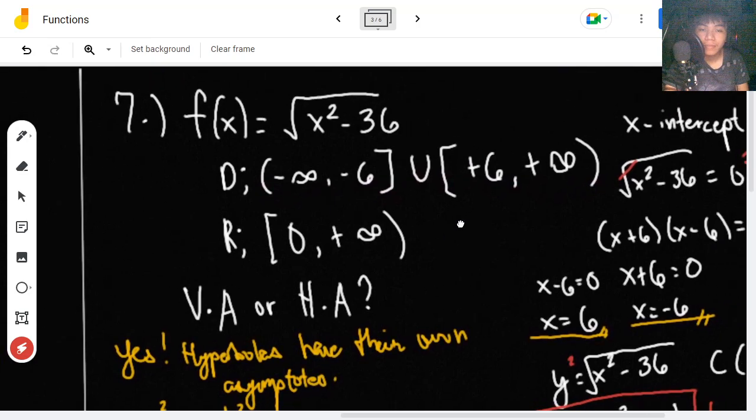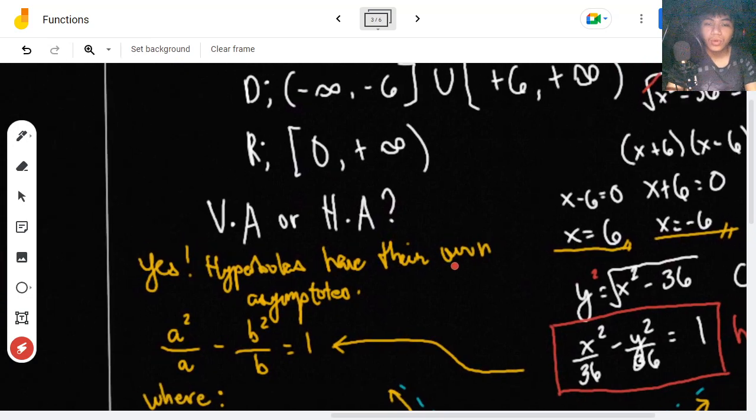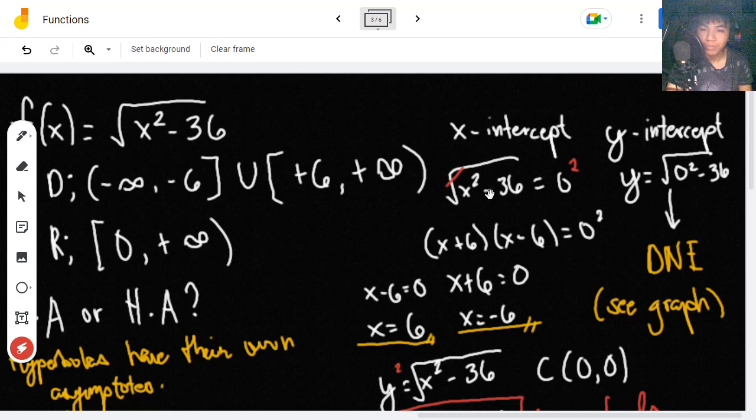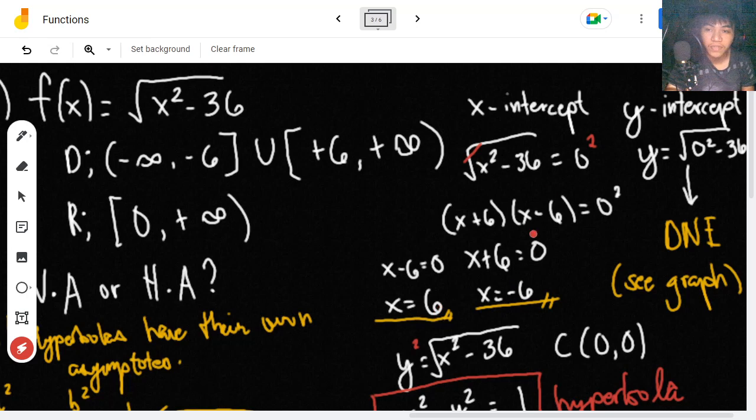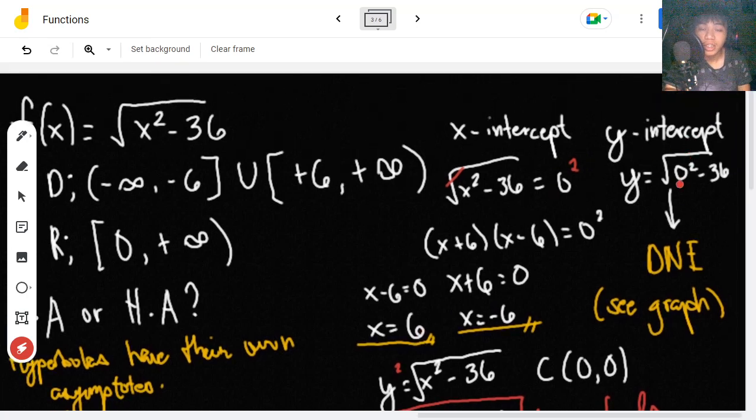For our range, again, a square root cannot be negative, so we start at 0 up to positive infinity. Now, asymptotes. Okay, let's try to get to the intercepts first before we discuss the asymptotes. So computing for the x-intercept, again, set y equal to 0 and then solve for x. Just transposing some stuff here, simple algebra, factoring this function. So we have two x-intercepts, positive 6 and negative 6, and the y-intercept, it cannot exist, since that will be the square root of negative 36, and you can't take the square root of a negative number. That's why it does not exist, and you can see it in the graph later.